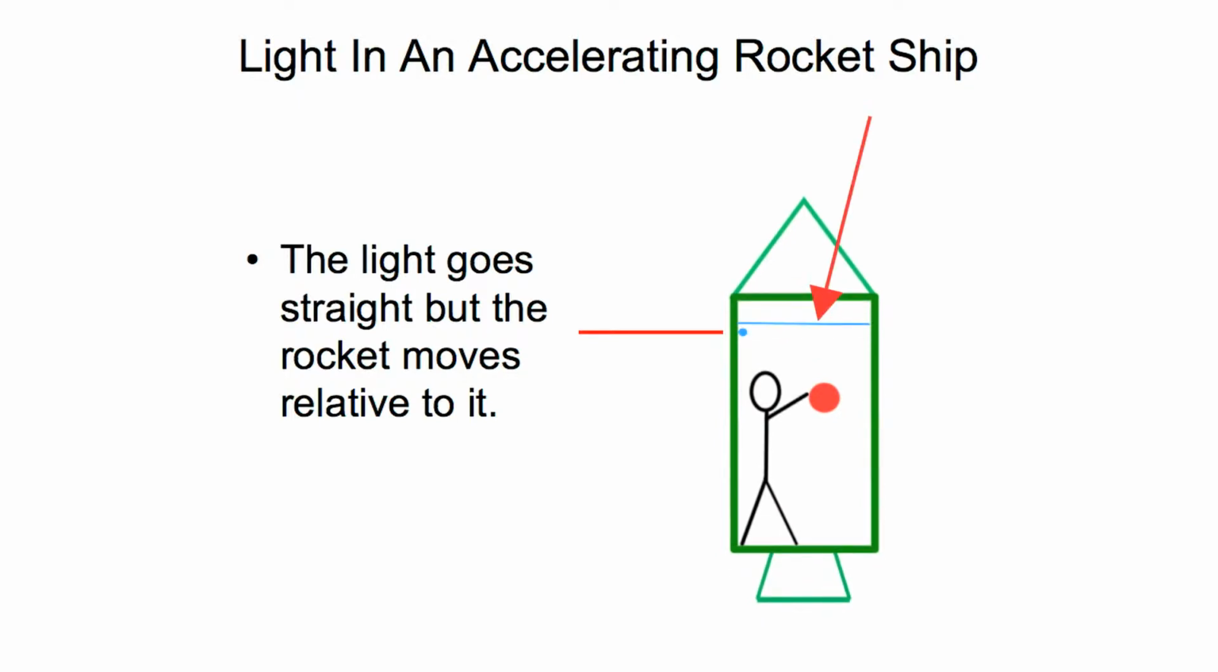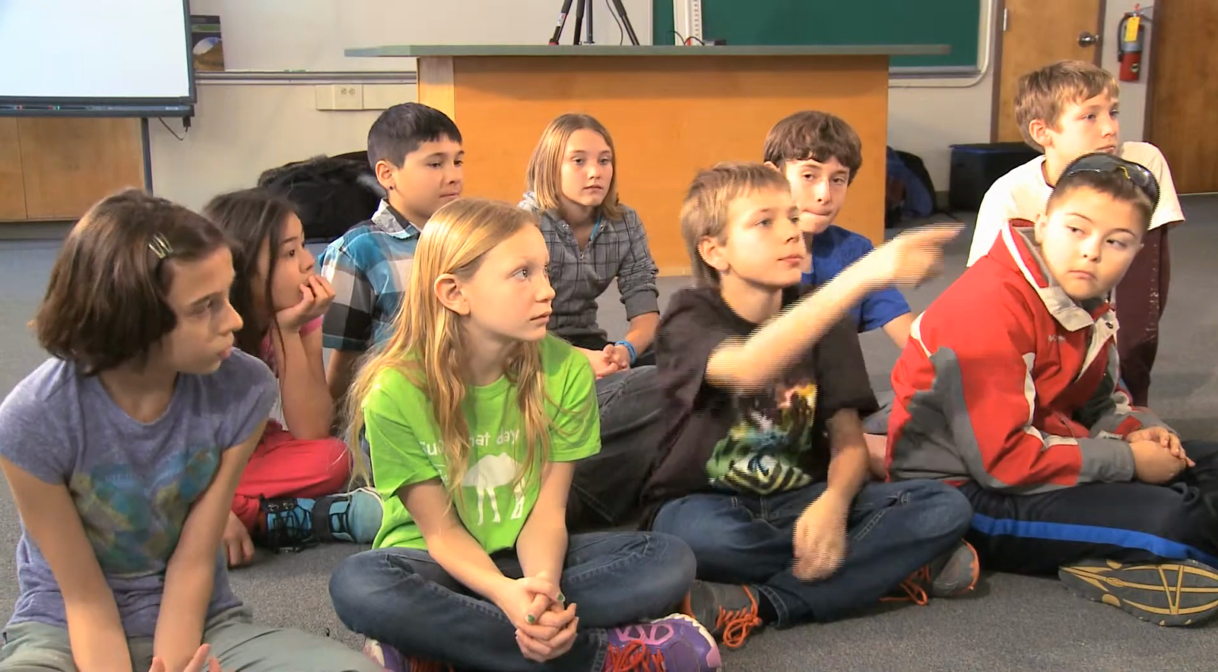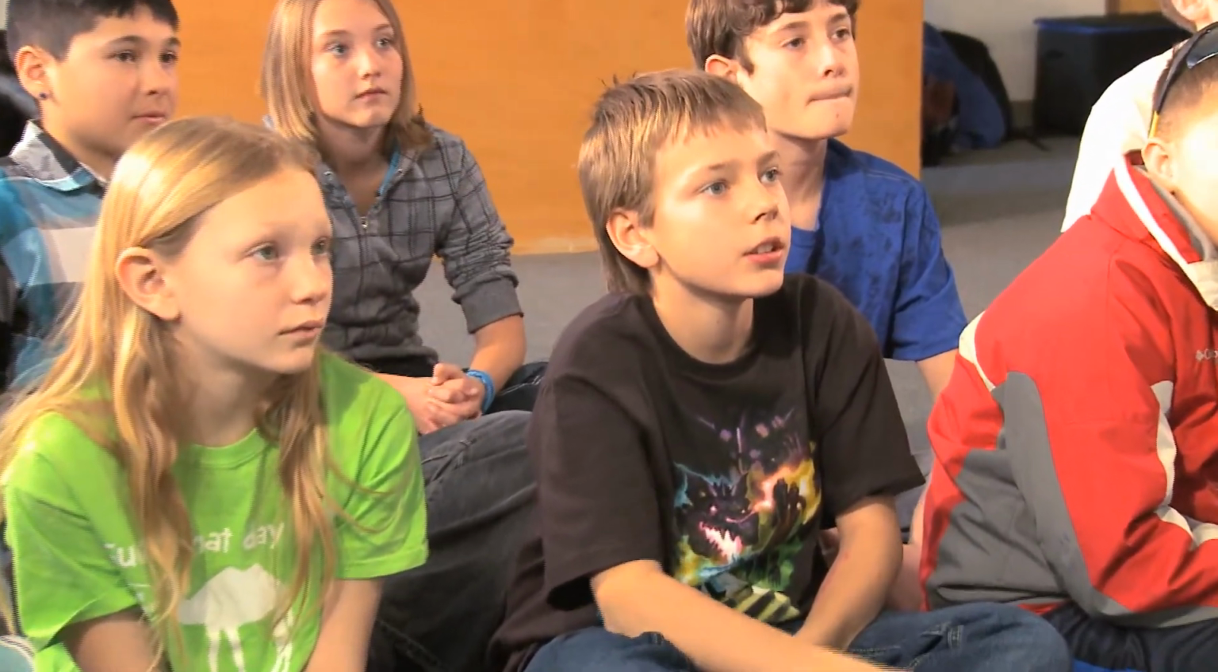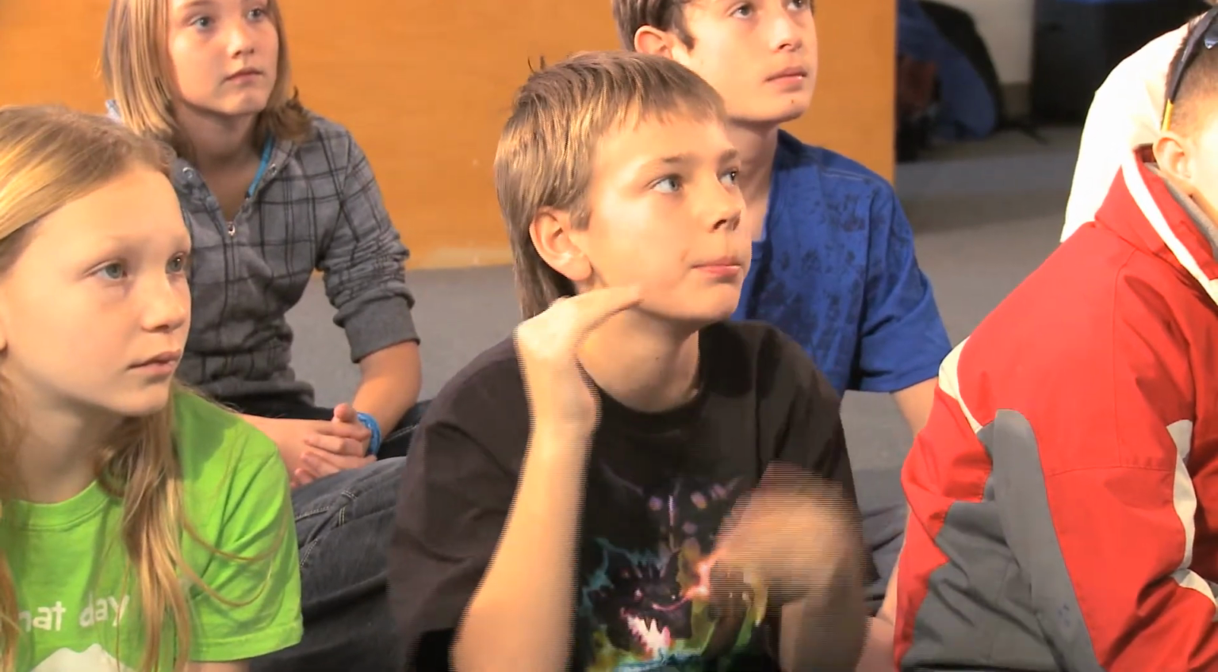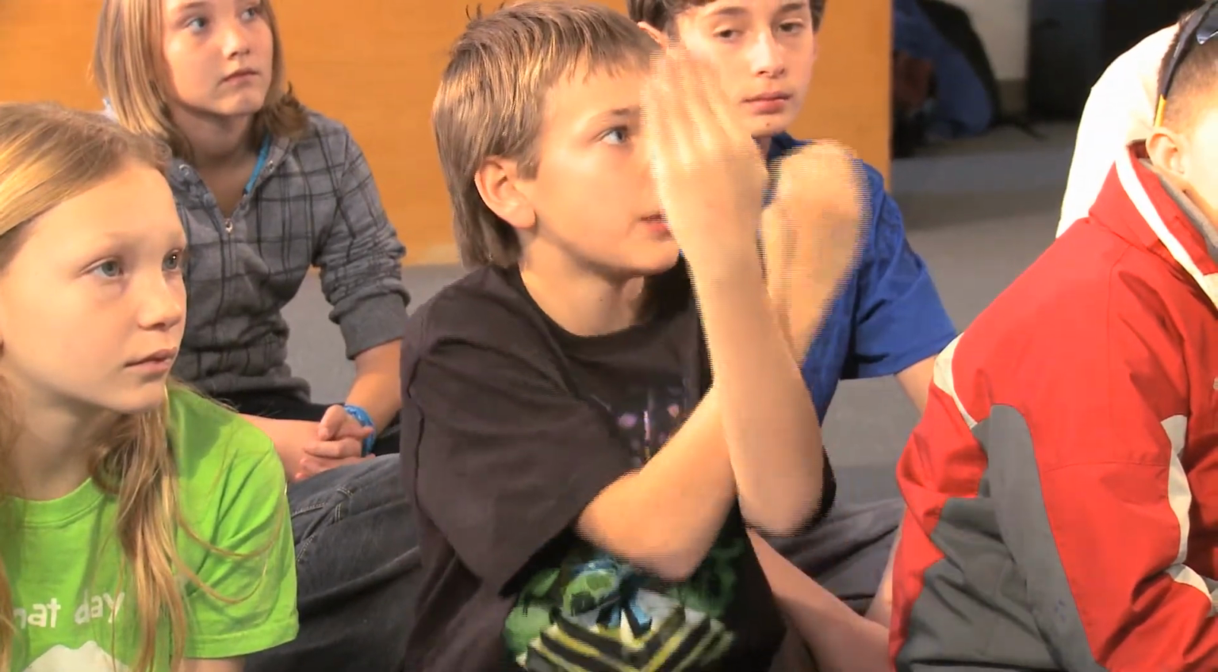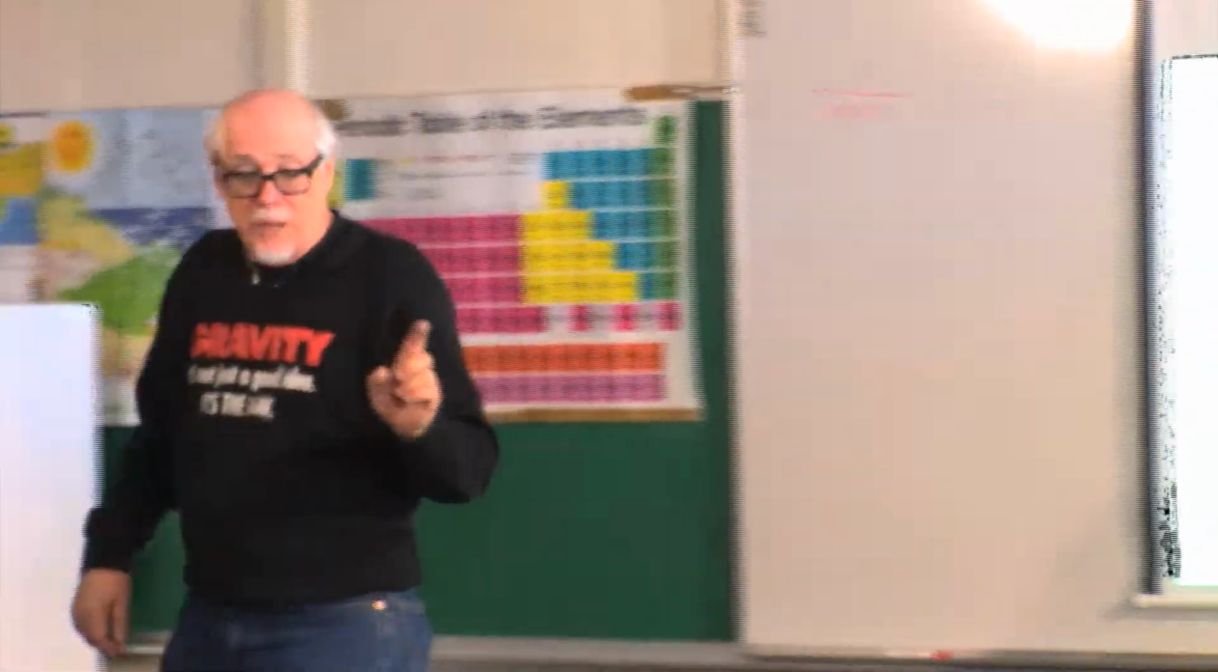But inside, if you look at that, it looks like the path is curving. Look. In this little cartoon, is the light really bending, or is it just staying the same? The rocket is moving up. So that's a good question.